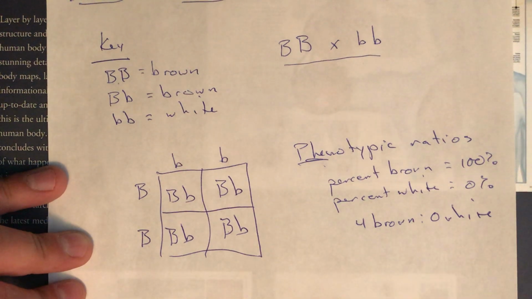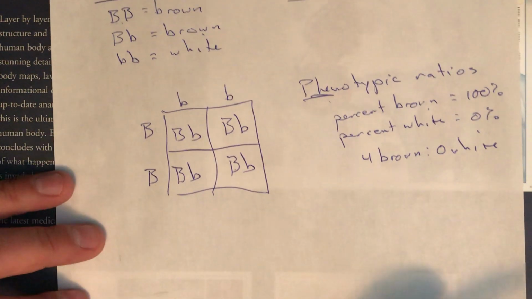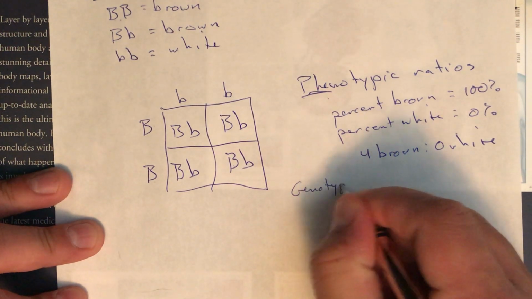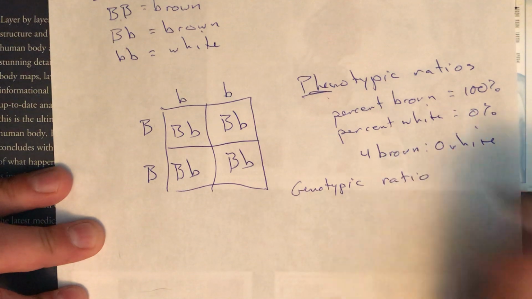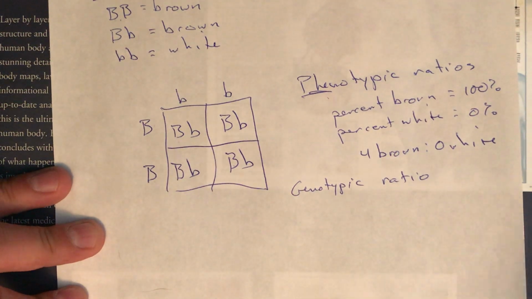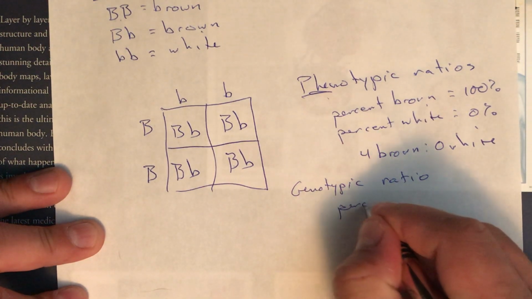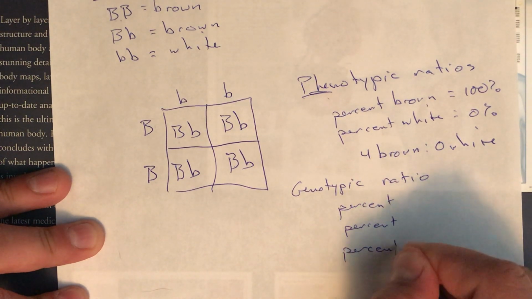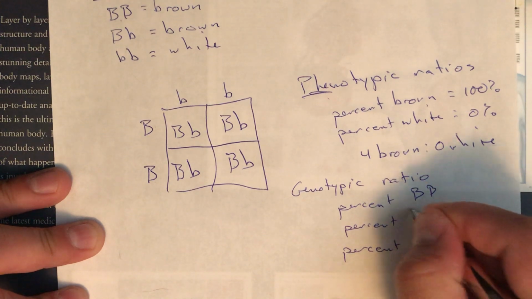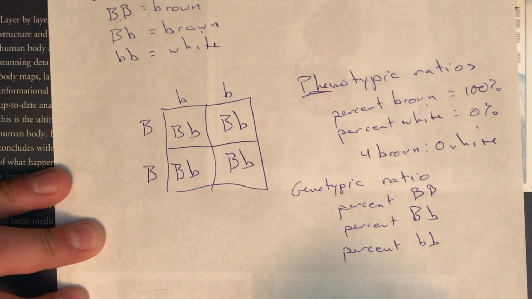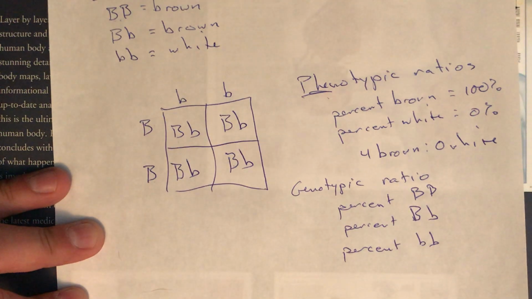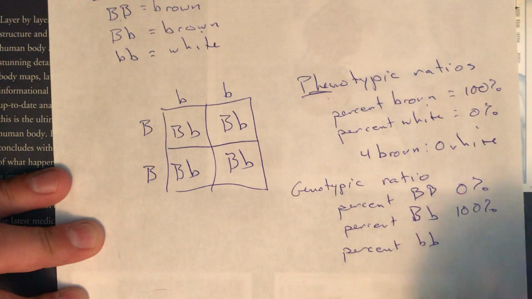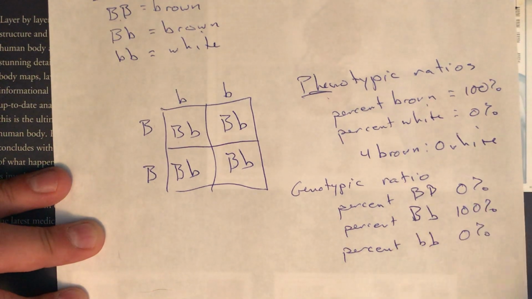Okay, now the next part that's on your sheet that they ask you about is something known as the genotypic ratio. And the genotypic ratio is the actual letters. So for the genotypic ratio, we've got 3 things we can look at. We've got big B, big B, and little b. Well, what is the percentage of big B? It looks like we have 100% big B, and it looks like we have 0% little b.